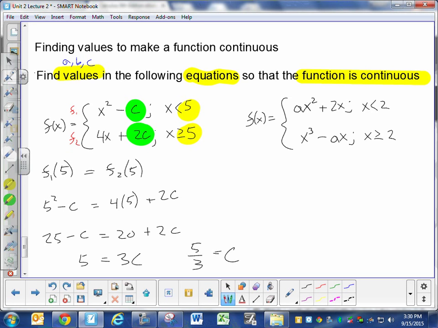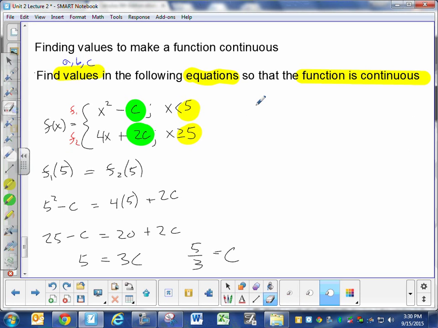Good luck. Okay, we're going to skip the second one because it's really similar to the other one. Any questions about here? So we are finding the value to make sure the function is continuous. If I plugged in 5/3 into both of these and then examine the continuity, we'd find it's continuous everywhere.